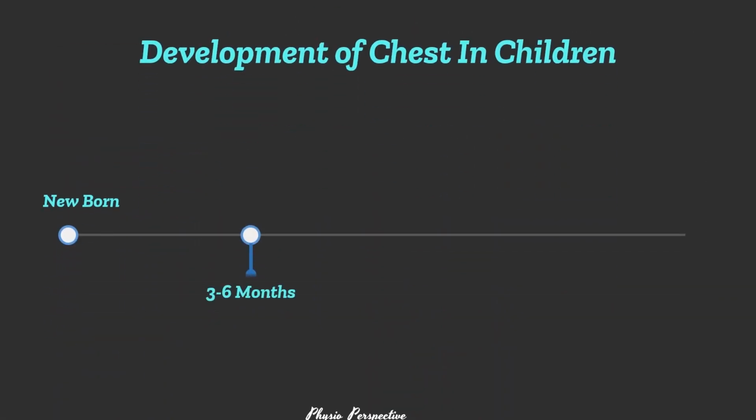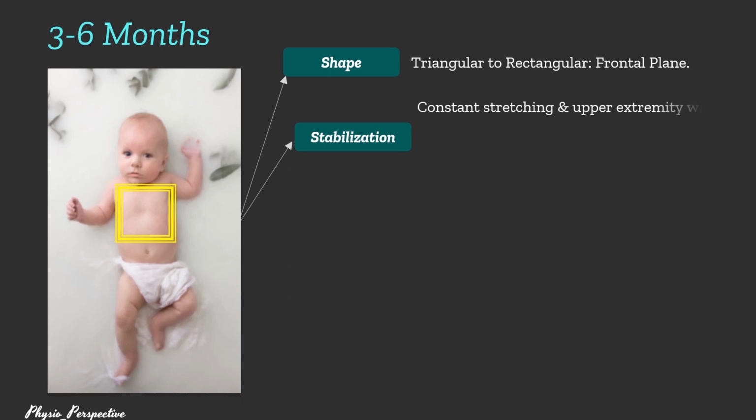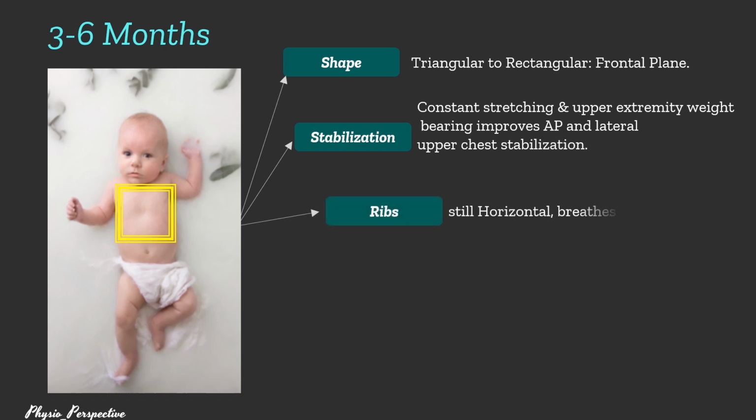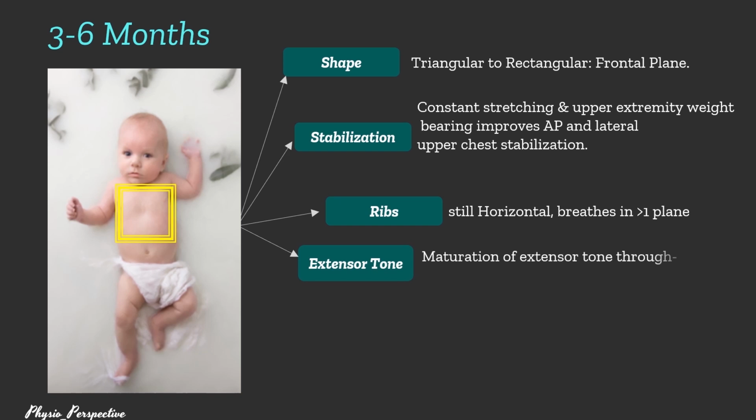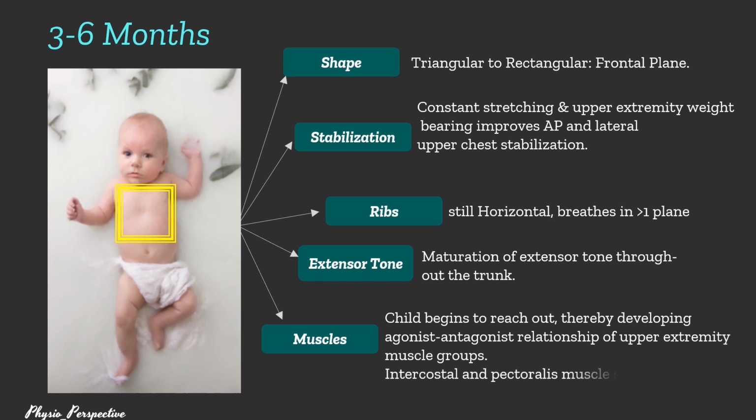At 3 to 6 months, the shape of the chest starts to change from triangular to rectangular in the frontal plane. There is constant stretching and upper extremity weight bearing, which improves anteroposterior and lateral upper chest stabilization. Ribs are still horizontal and the child breathes in more than one plane. There is maturation of the extensor tone throughout the trunk. Child begins to reach out, thereby developing agonist and antagonist relationship of the upper extremity muscle groups. Intercostal and pectoralis muscle strength increases.